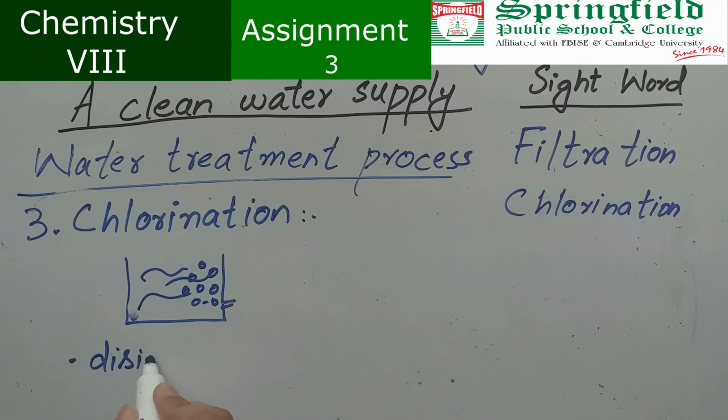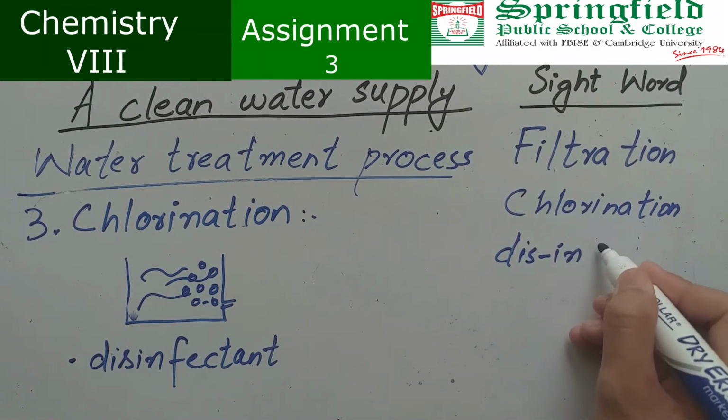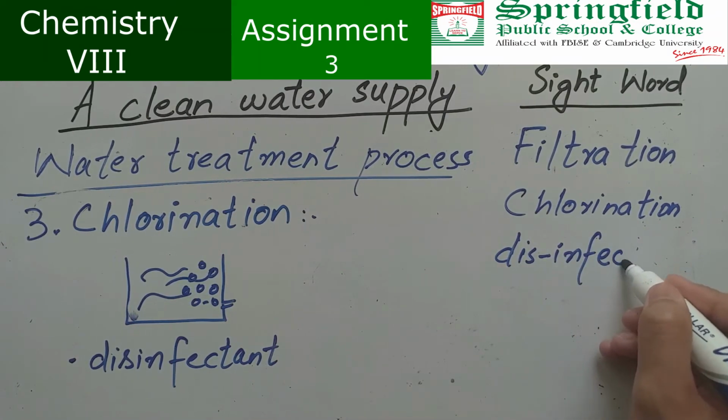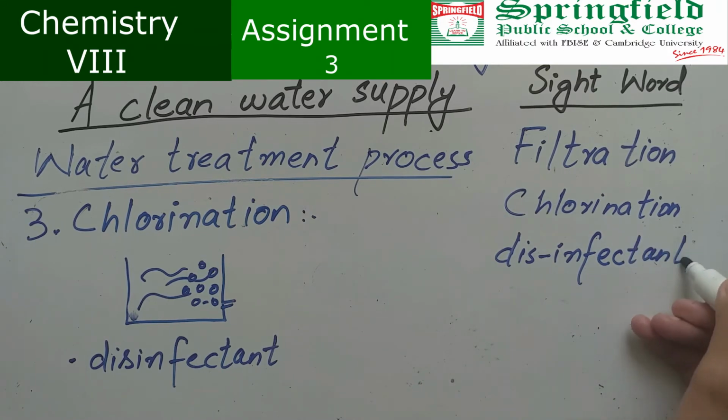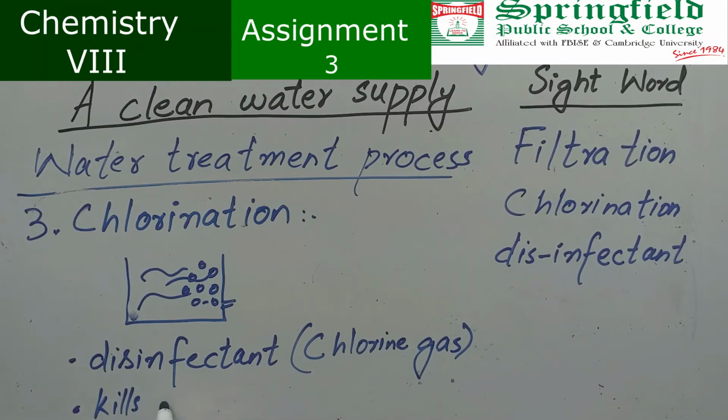Our next sight word is disinfectant. A disinfectant is a chemical which kills microorganisms, bacteria, or any kind of germs. So chlorine gas is a disinfectant here, which kills microorganisms. The water thus chlorinated is now called clean water, and it does not cause any harmful disease to the one who is drinking it.